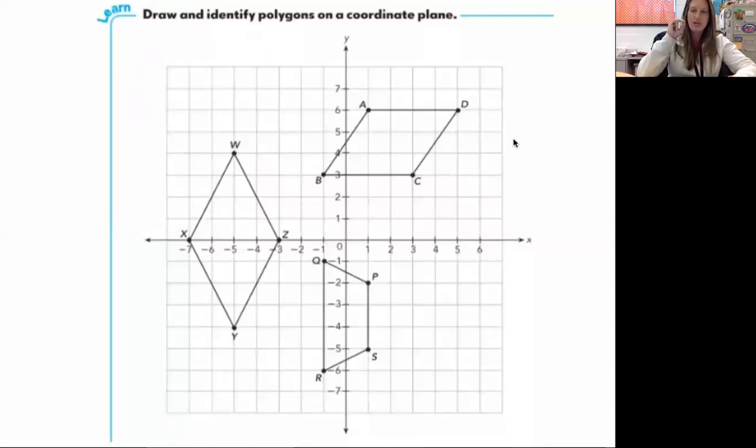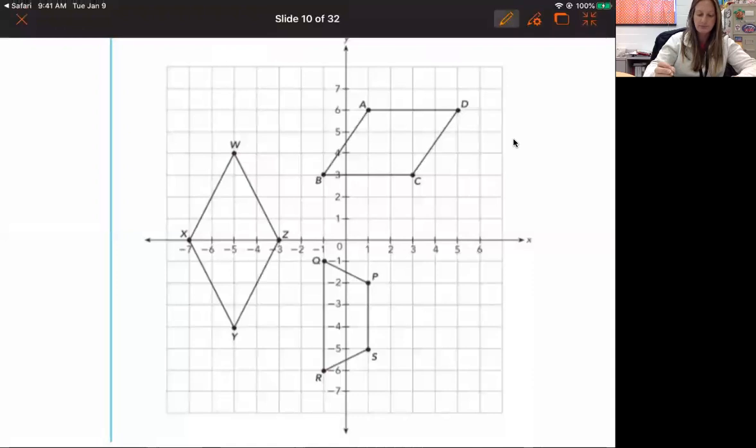If you don't know the name of all of your polygons, it's okay. We're going to be refreshing our memory in class. I hope that we have a little bit of a basic understanding of some basic geometrical shapes, but if you don't, we're going to be going over what each shape is and what makes it that shape.